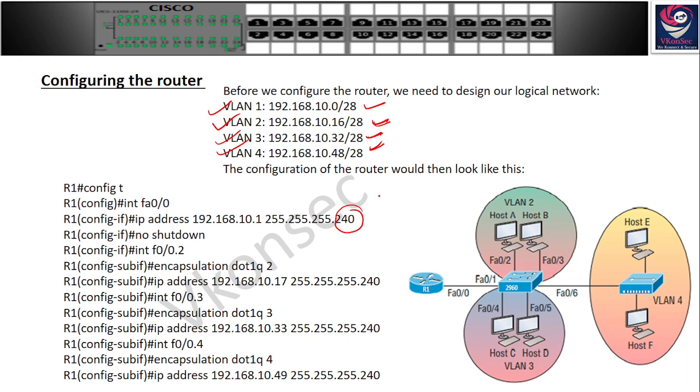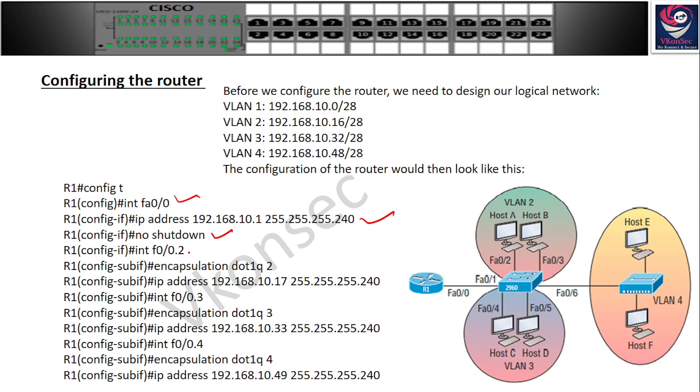Which commands are you going to learn to achieve inter-VLAN routing? Just have a look. So on R1, I am entering into global configuration mode. First of all, I am going to the first interface, this one f0/0, and I am configuring the IP address 192.168.10.1 and 255.255.255.240, right? So this is configured at f0/0. Then the no shutdown command to make it active.